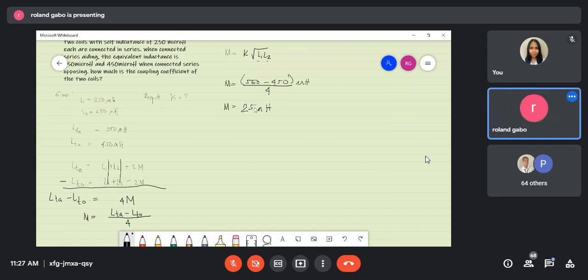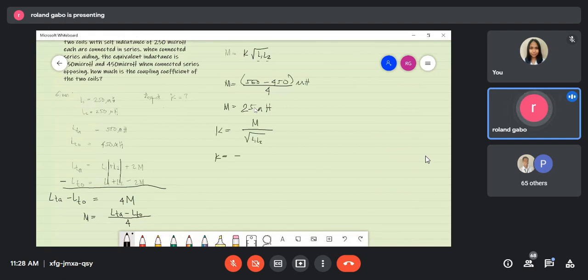Microhenry. And then we have now M. We have here inductance, self-inductance, L1 and L2. So let us solve for K. It is the coefficient of coupling. K is equal to M over the square root of L1 times L2.